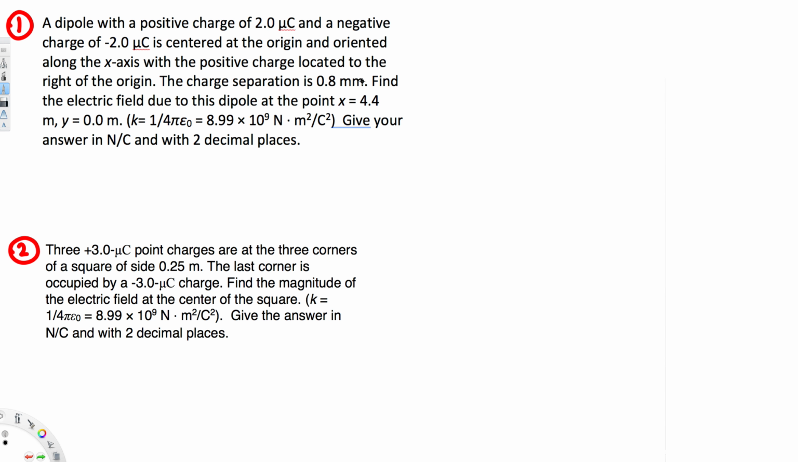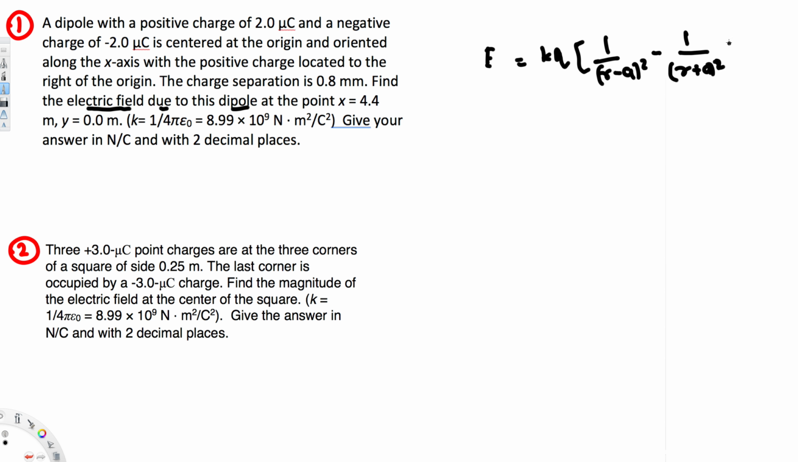Find the electric field due to this dipole at the point x is equal to 4.4, y is equal to 0.0. And here the question is asking to find the electric field due to the dipole. So when we have electric field due to a dipole, we can use this equation. E is equal to kq times 1 over (r minus a) square minus 1 over (r plus a) square.